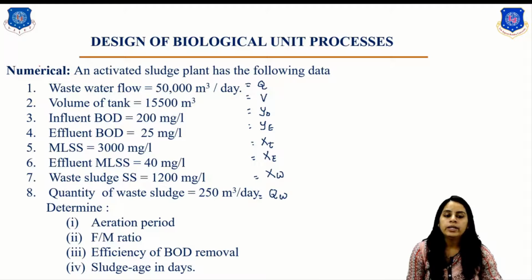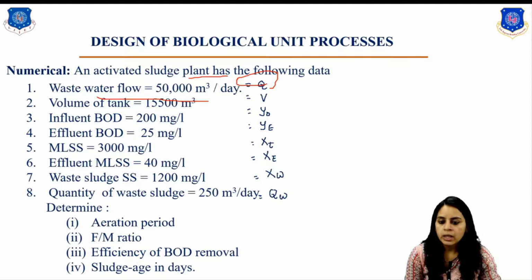So first of all, the data which is given for an activated sludge plant are the following. First, the wastewater flow Q is given, which is 15,000 meter cube per day. The volume of the tank, V, is 15,500 meter cube. Then the influent BOD, Y0, is 200 mg per liter, and the effluent BOD, YE, is 25 mg per liter.